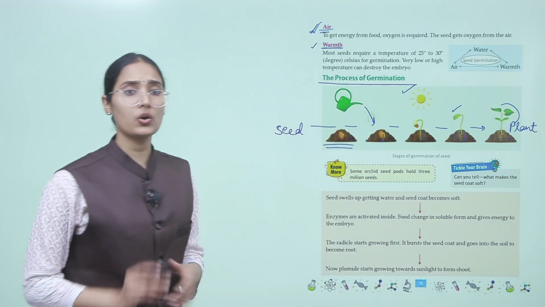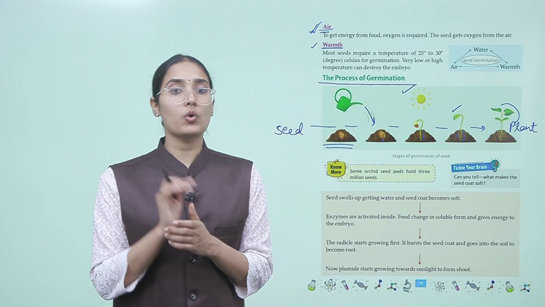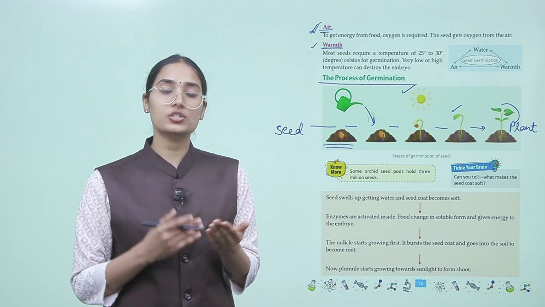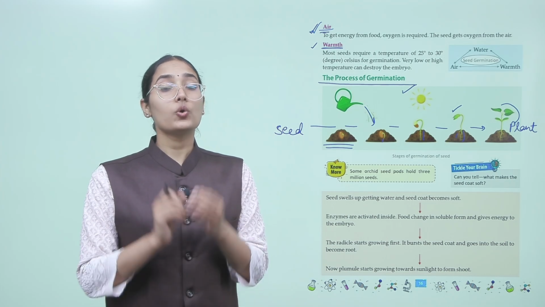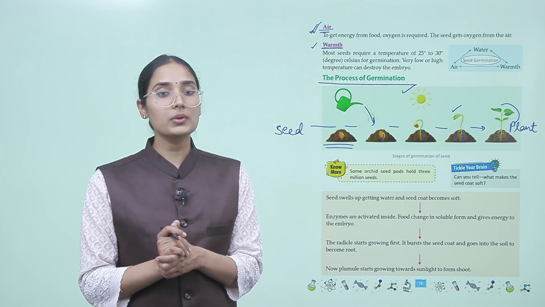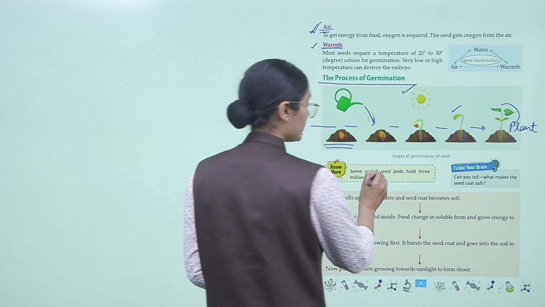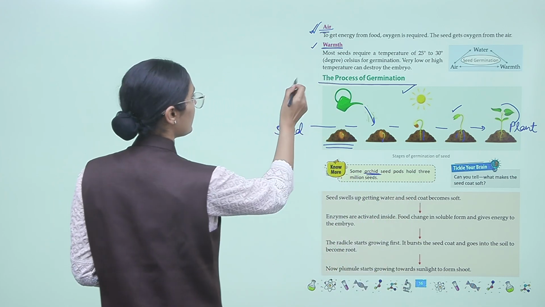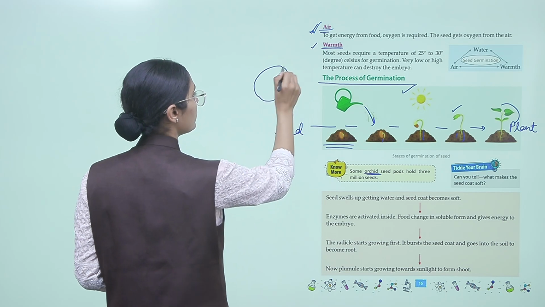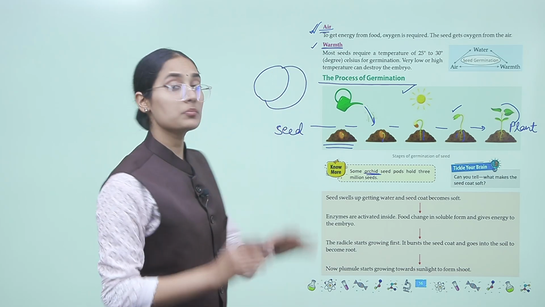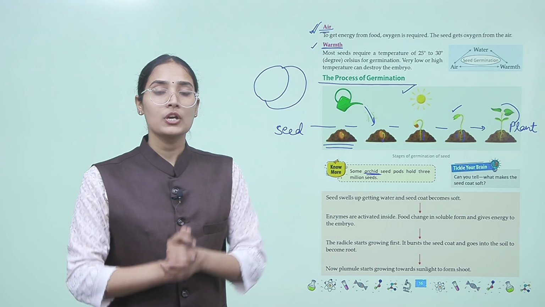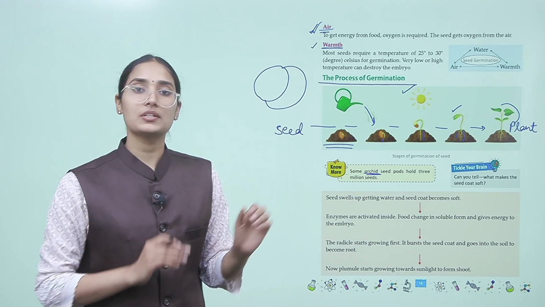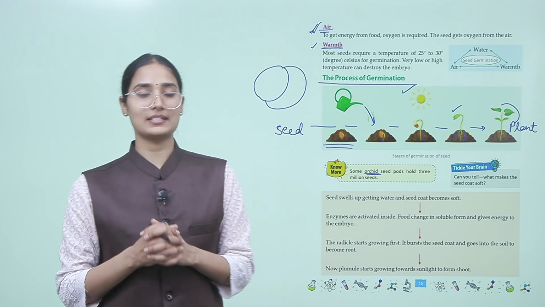Right? Now, do you know some orchid seed pods hold 3 million seeds? So there are some plants which hold many seeds. How much? If we talk about orchid seeds, they are present inside a pod kind of thing, and it has millions of seeds in it. So can you tell me now what makes the seed coat soft? We discussed it very thoroughly, so you have to answer this now, right?